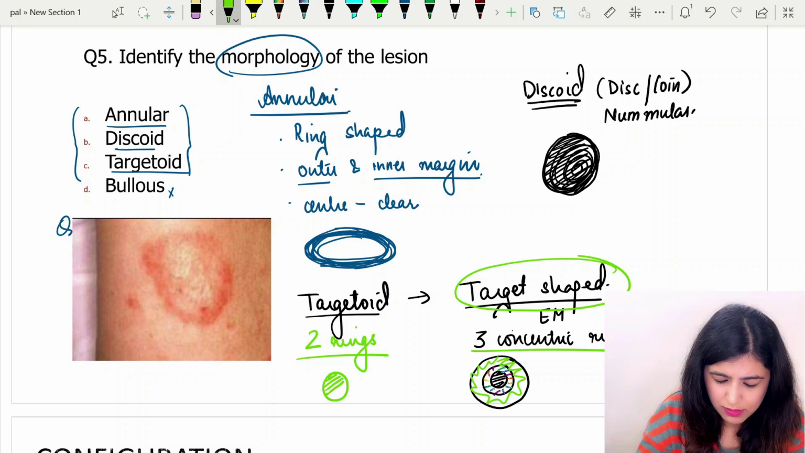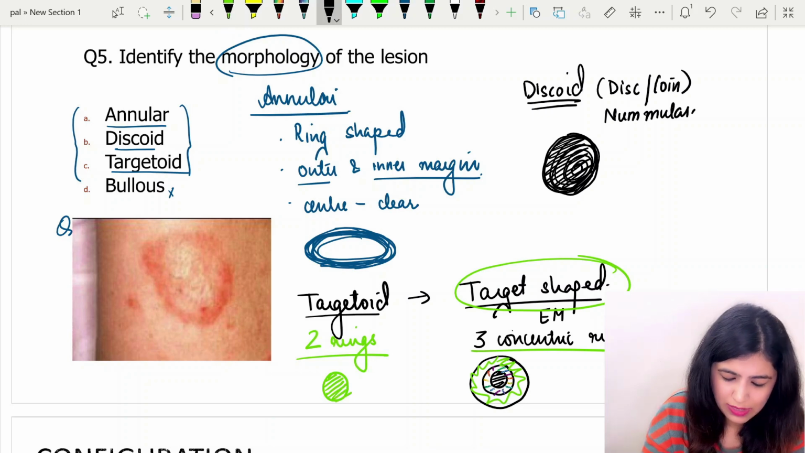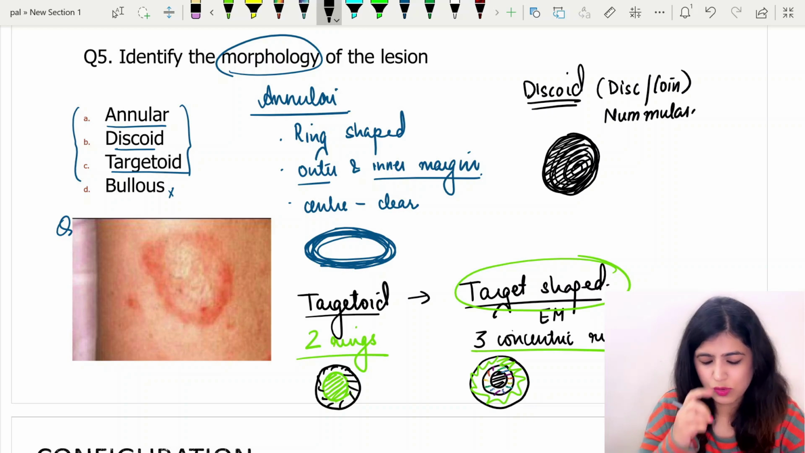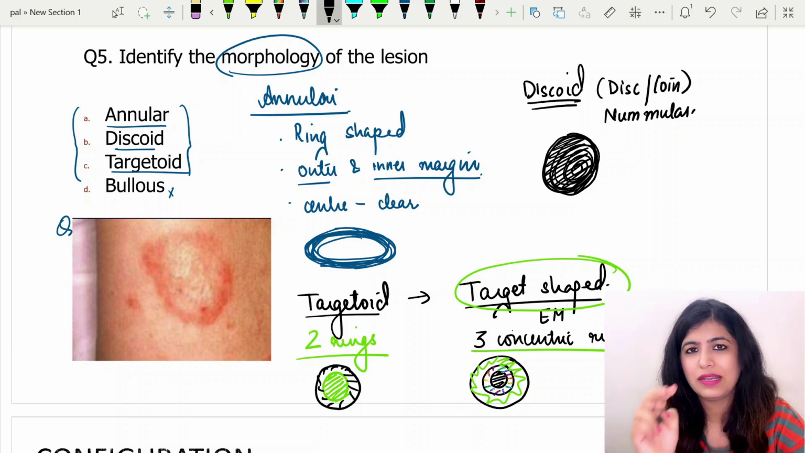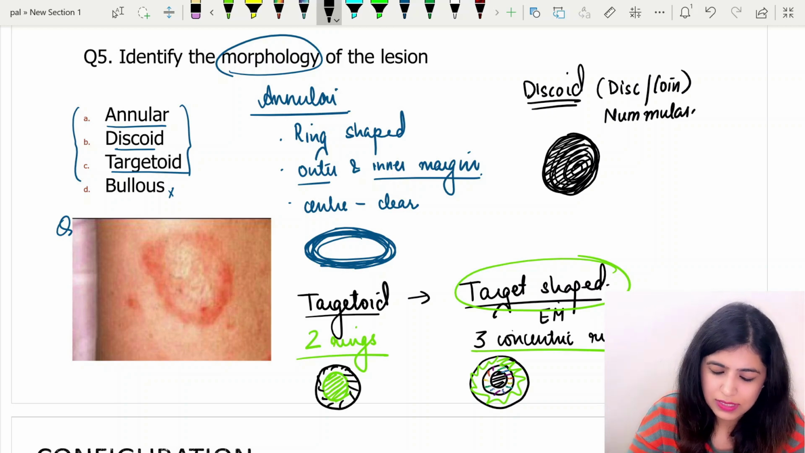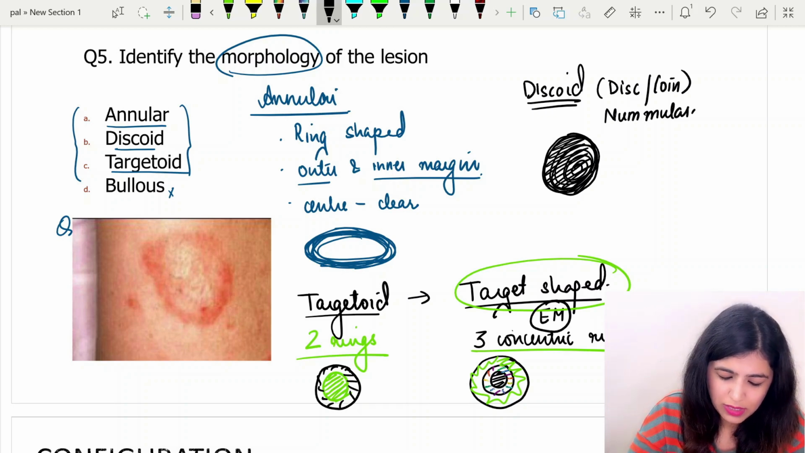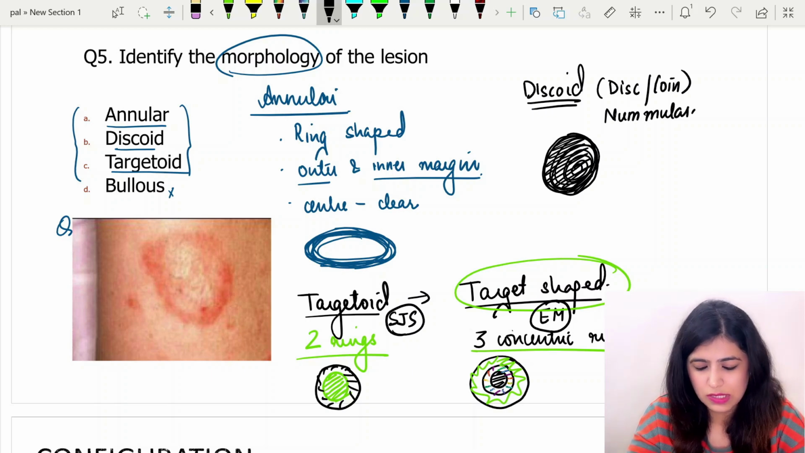So one color in the center and one color outside. So it will have two zones. That is the difference between target and targetoid. Target is generally seen in erythema multiforme. Targetoid is generally seen in Stevens-Johnson syndrome. So that is the confusion here.